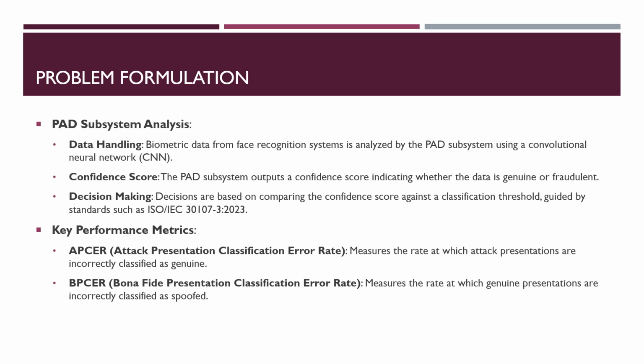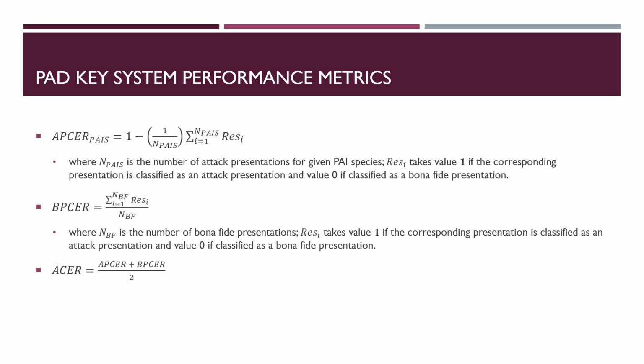PAD systems are evaluated by key performance metrics such as APCER, which stands for Attack Presentation Classification Error Rate. It measures the rate at which attack presentations are incorrectly classified as genuine. And BPCER, which stands for Bona Fide Presentation Classification Error Rate. It measures the rate at which genuine presentations are incorrectly classified as spoofed. Here are the formulas to calculate these metrics.